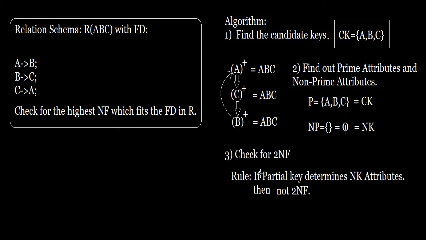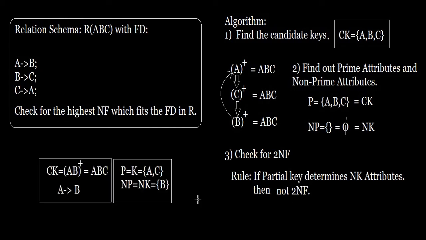The third step is to check for 2NF. The rule is, if a partial key determines the non-key attributes, then it is not 2NF. Here the partial key refers like this. Let's say the candidate key is AB and is determining relation ABC, and the functional dependency is A determines B, and let's say the prime attributes or key attributes are AC and the non-prime attribute or non-key attribute is B. Now when we check the functional dependency, here A is a part of the key because A is a subset of this whole candidate key.